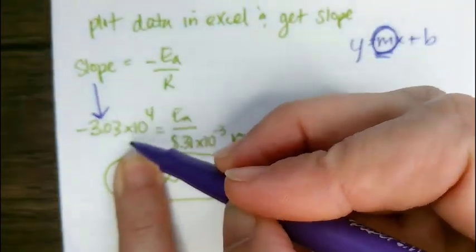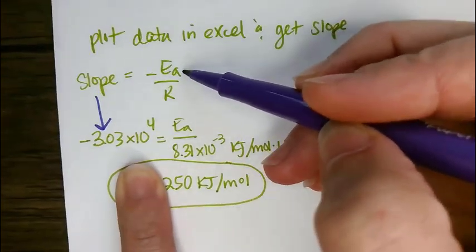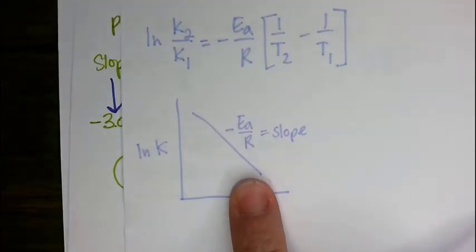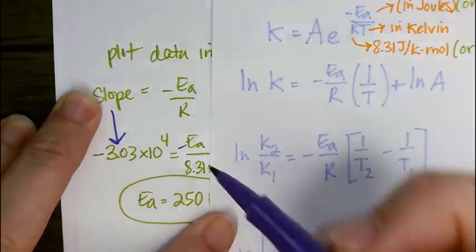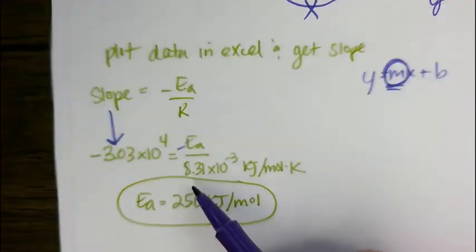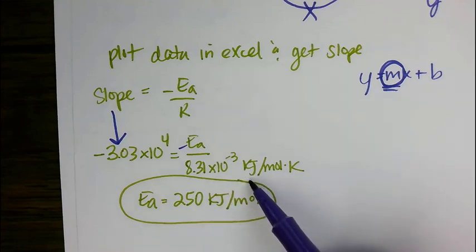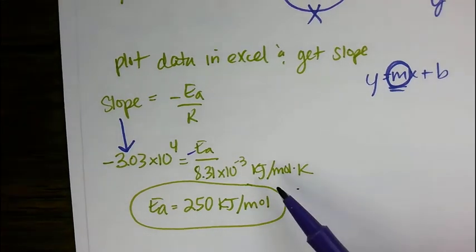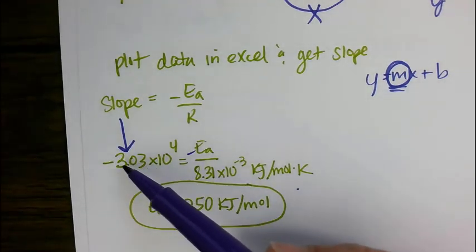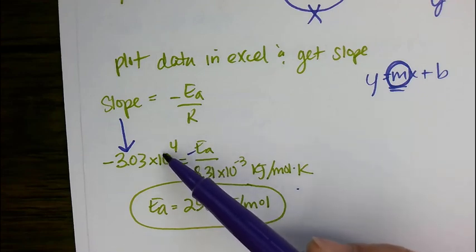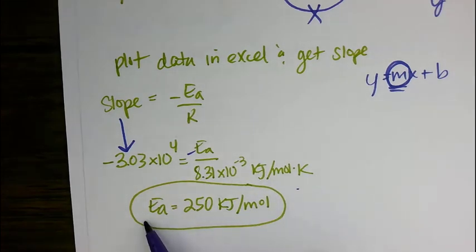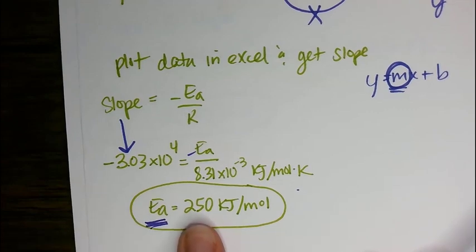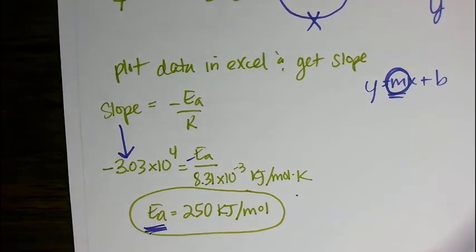That's my slope. Well, slope is equal to negative EA, activation energy, over R. We know that from this. So I can say that that negative 3.03 times 10 to the 4th is equal to negative EA over R. We know R, our gas law constant, is 8.31 times 10 to the negative 3 kilojoules per mole Kelvin. Now my only unknown variable is the activation energy. So I'm going to multiply negative 3.03 times 10 to the 4th times negative 8.31 times 10 to the negative 3. Multiply those together and I get my activation energy. I rounded to 2 significant figures.